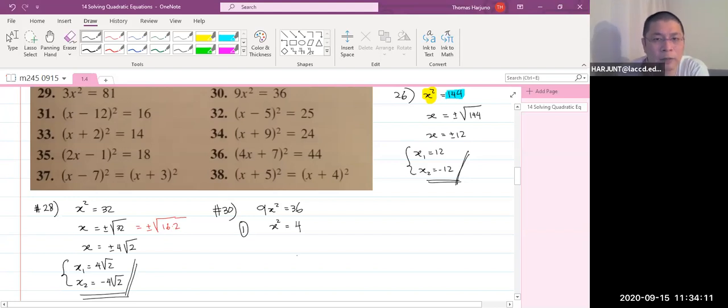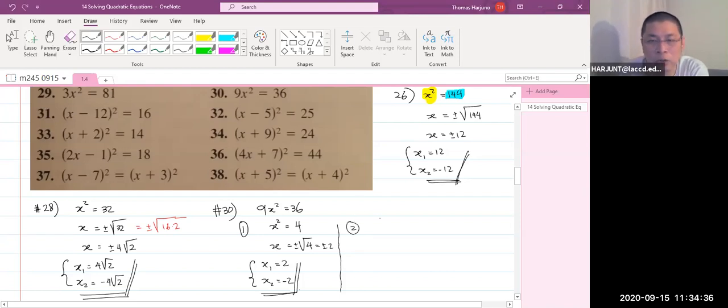You divide by 9 first, and then you apply square root. So that will be x1 equals 2, x2 equals negative 2. Okay, now that's the first method. There's another method. I don't really like this, but I have to admit this is one acceptable method.